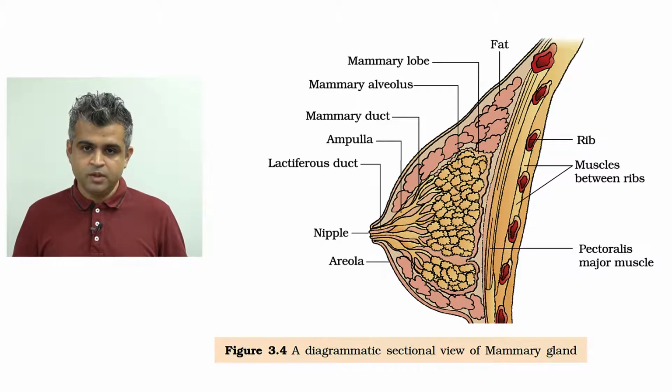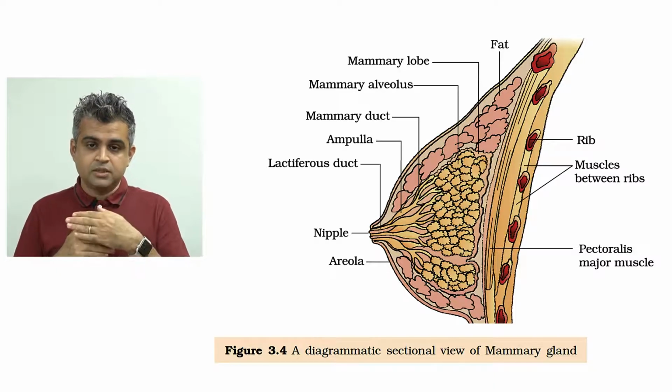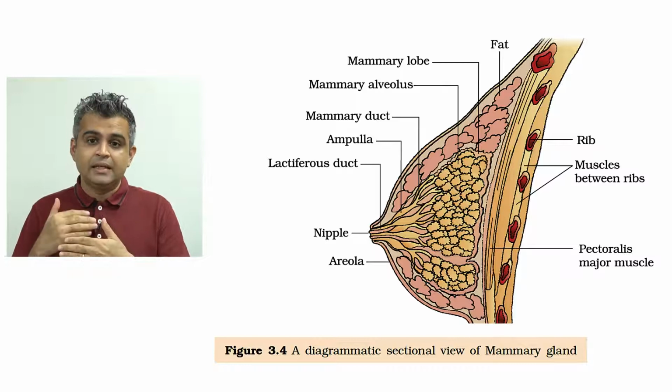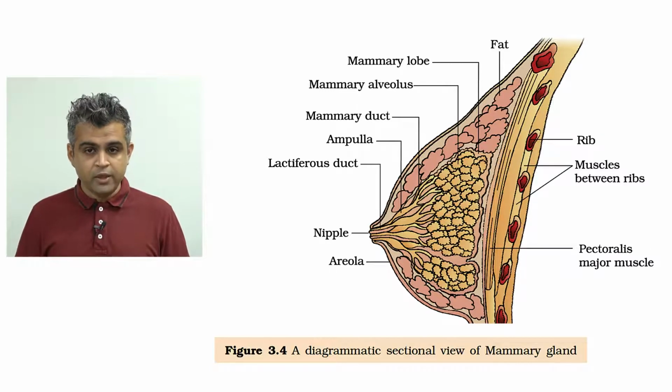Please keep it in mind that there is a rib cage, and in front of the rib cage there is the pectoralis major muscle, and in front of that you are going to have the human breast. So this is everything that you need to know about the human breast, which is not from this chapter of chemical coordination, it is from the chapter of human reproduction.